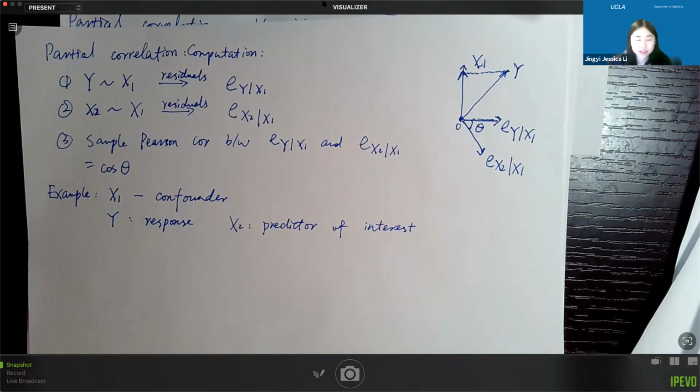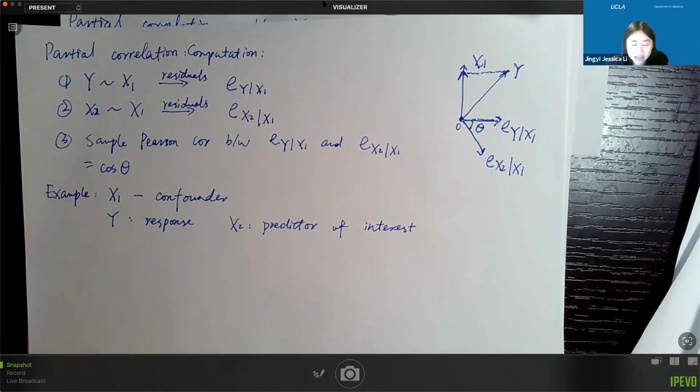So for example, in genetics, you may think of this response as your phenotype, like your blood sugar level or your BMI. And you can think of this x2, your predictor of interest, as one element in your genome, your genetic element. And the confounder would be the environment. So we want to correct for the environment before saying, okay, is there any association between the genetic element and the phenotype? That's what people do in practice.